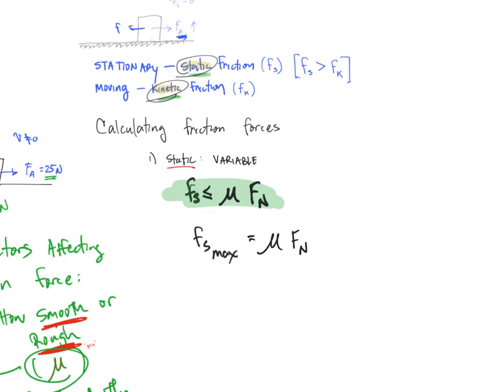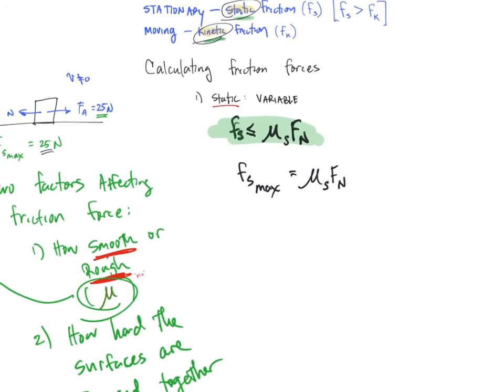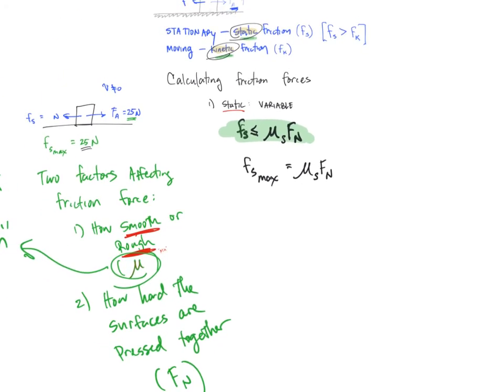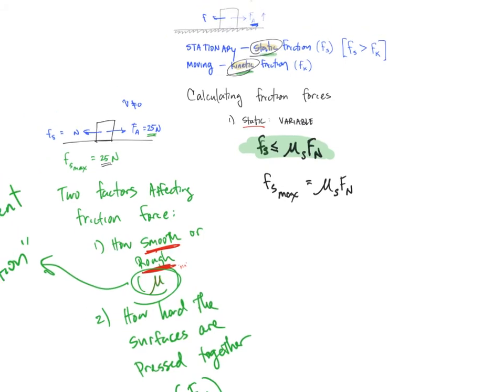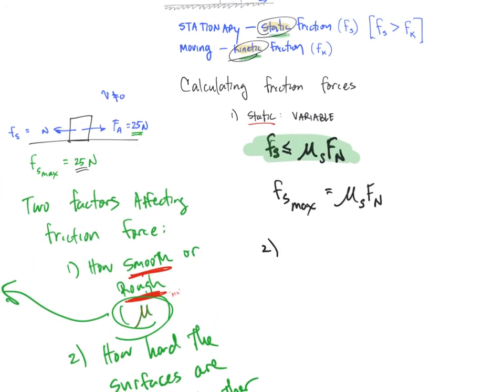Sometimes what we'll do here, and you'll see me do this, is I'm going to put a little subscript s in here. And that just reminds me that we're in a static situation. Okay, so that's the stationary or static friction force. Now the easier one is the case of kinetic. And kinetic's easier because it's just a constant value. It doesn't vary. Constant value.